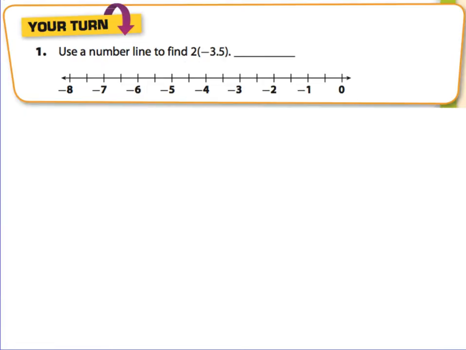Okay, so then let's take a look at this one. On the number line, we're going to find 2 times negative 3.5. So this tells us how many times.